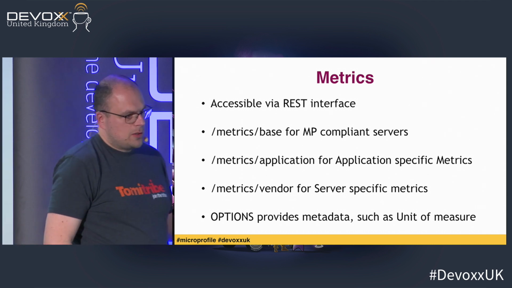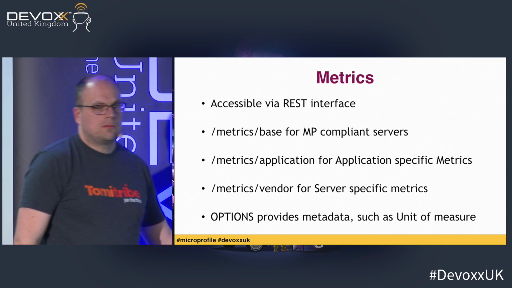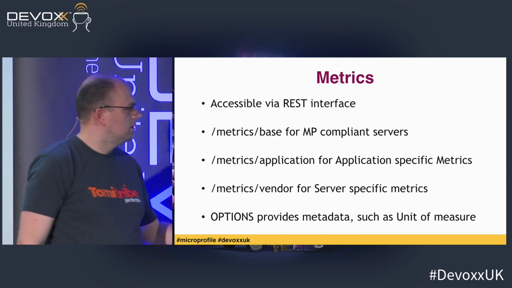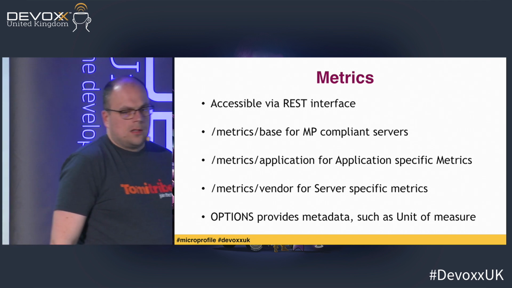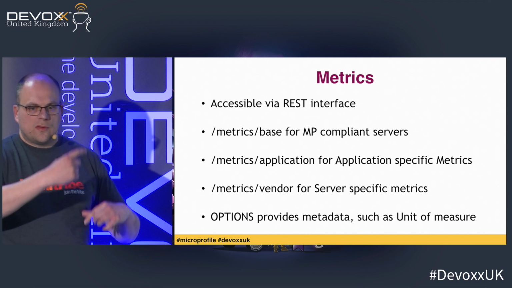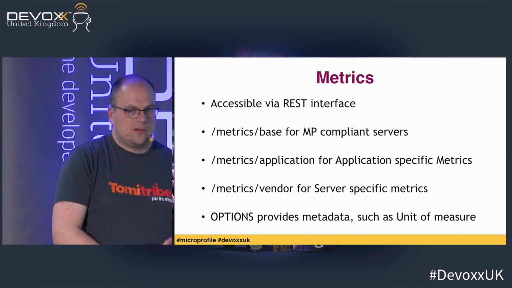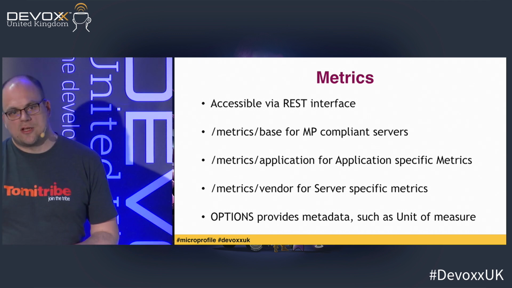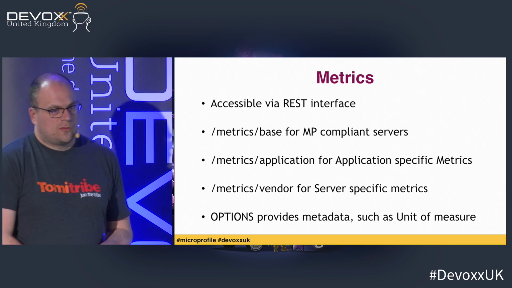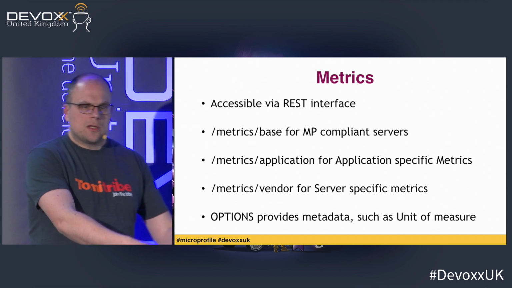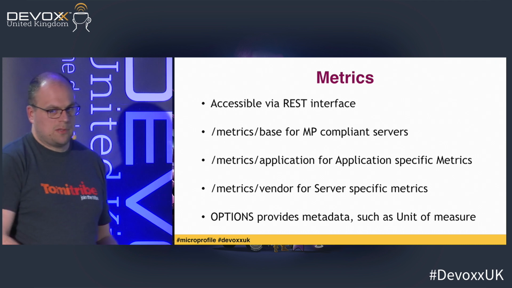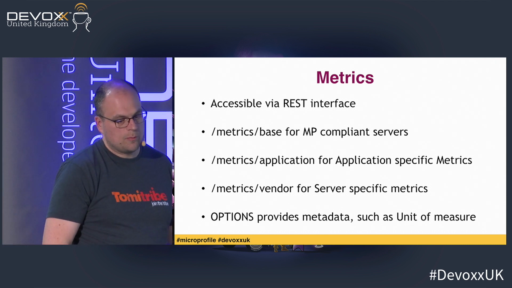You can also use an options request. So rather than doing a GET request against the metrics endpoint, you can call options, and that will give you the set of metrics that are available, their description, the units of measurement that are used for those particular metrics. So you can pick up all of the metadata behind them by calling options.